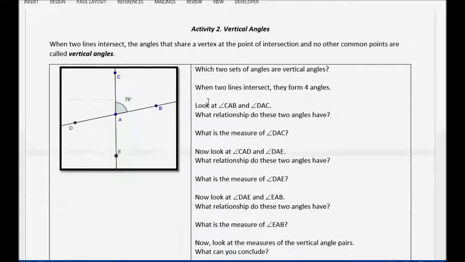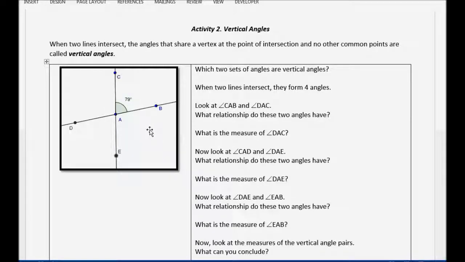Our next group is about vertical angles, and vertical angles are created when two lines intersect. They share a vertex but no other common points. For example, here CAB and DAE are vertical angles. DAC and EAB are vertical angles because they share the point A but nothing else, and they're formed by intersecting lines.